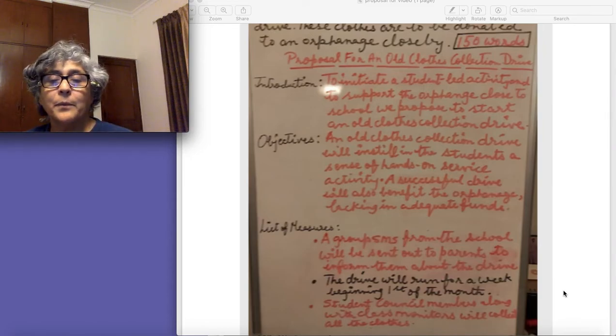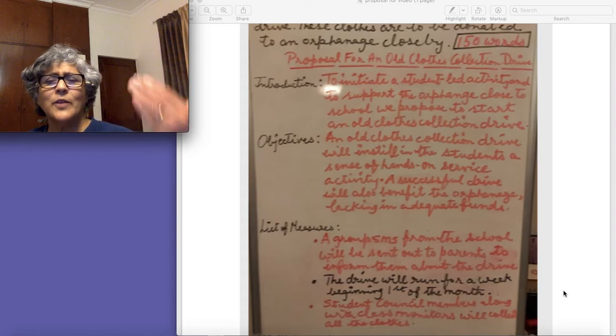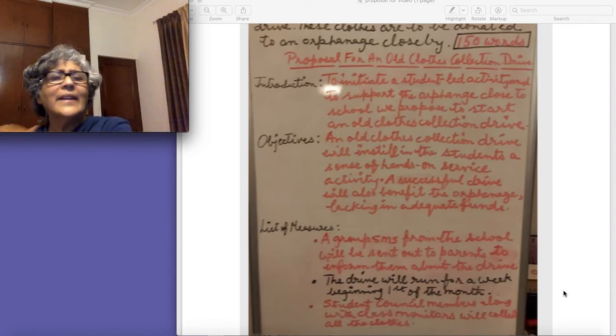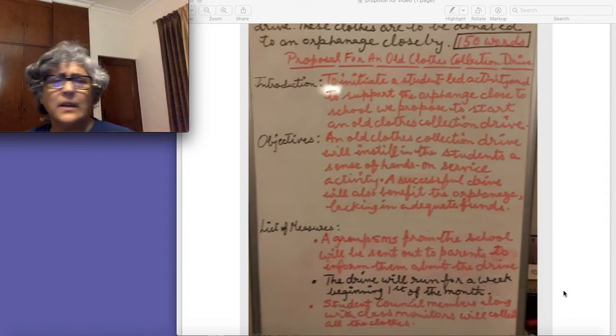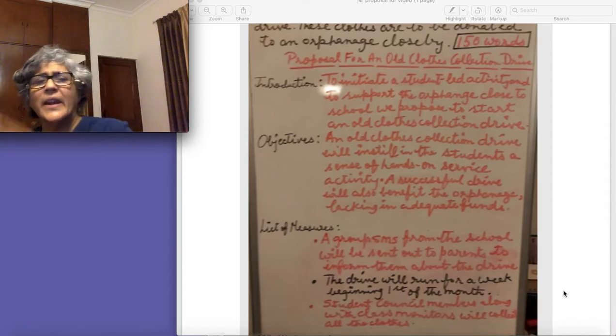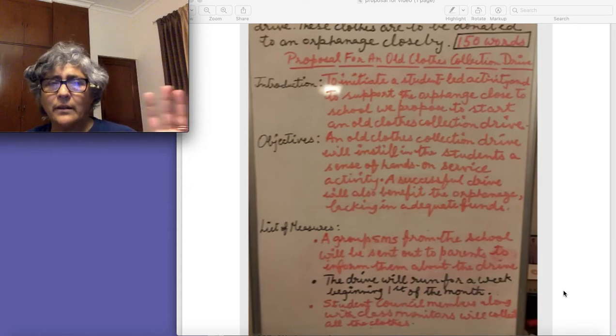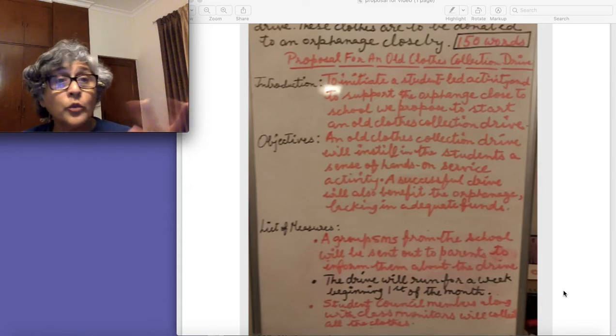That's the first step. Now, the second step is the drive will run for a week beginning the first of the month. So, when will it take place? From the first of the month. You could be more precise in this. The drive will run for a week beginning 15th of February till the 19th of February. You could make it clear. Monday through to Friday, whatever it is. But when, right? Clear?